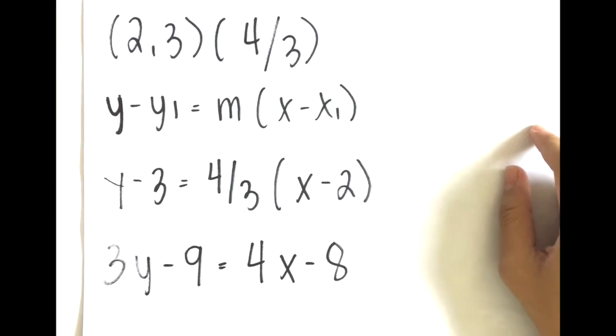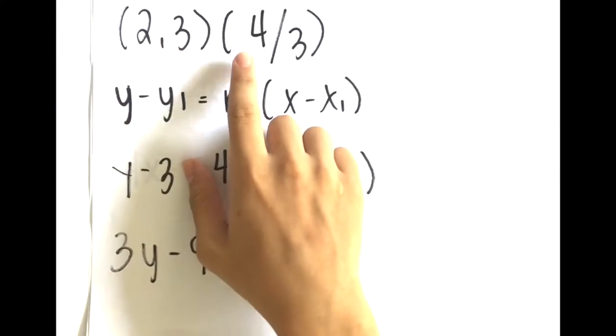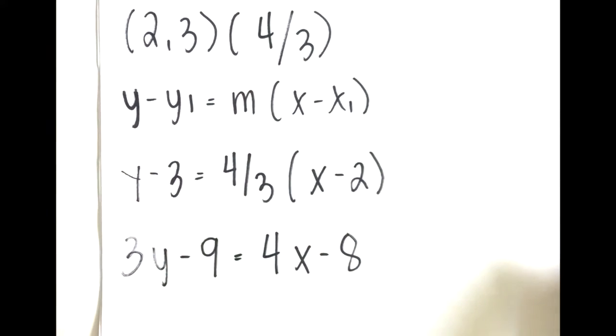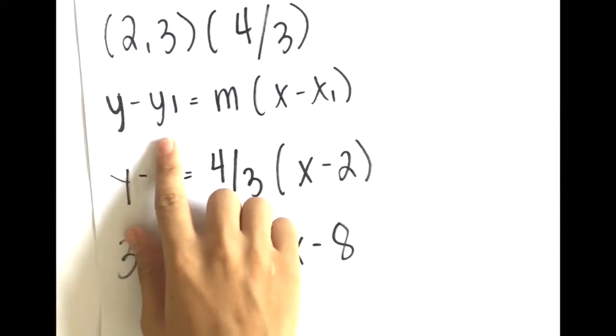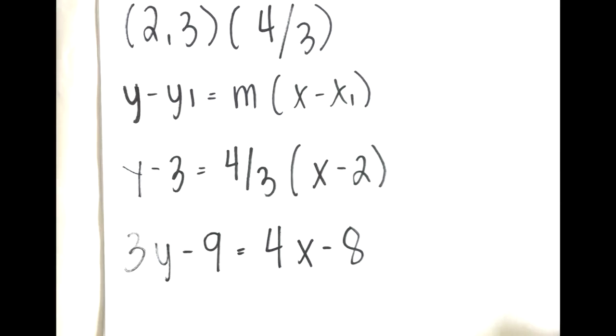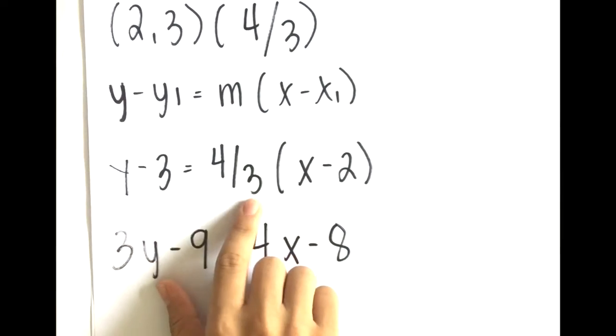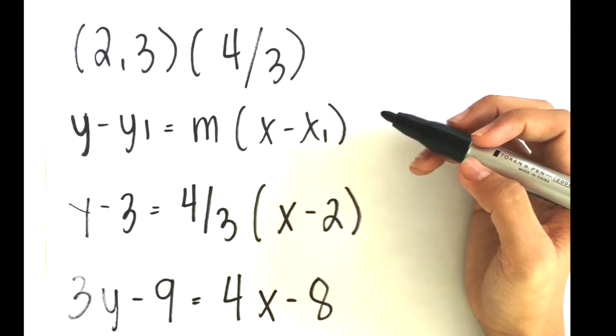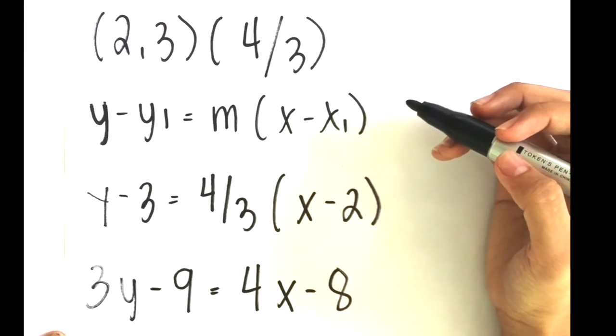For example, the given point is 2, 3 and the given slope is 4 over 3. As I have mentioned a while ago, the point slope form is y minus y sub 1 equals m times x minus x sub 1. First thing, we will plug in the values, so it will become y minus 3 equals 4 over 3 times x minus 2. To eliminate the denominator 3, we will multiply the equation by 3.